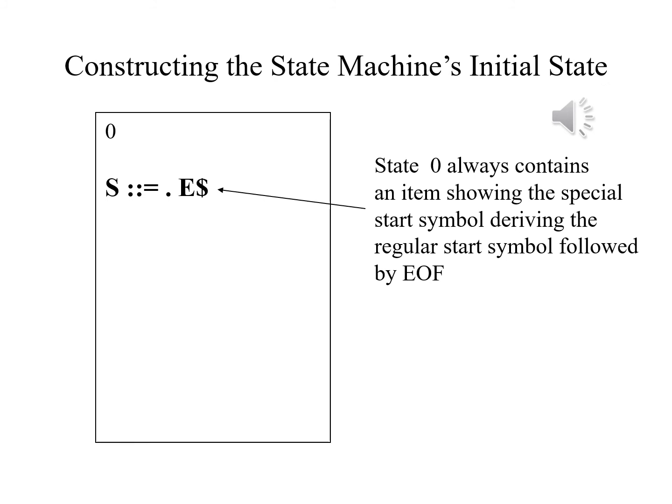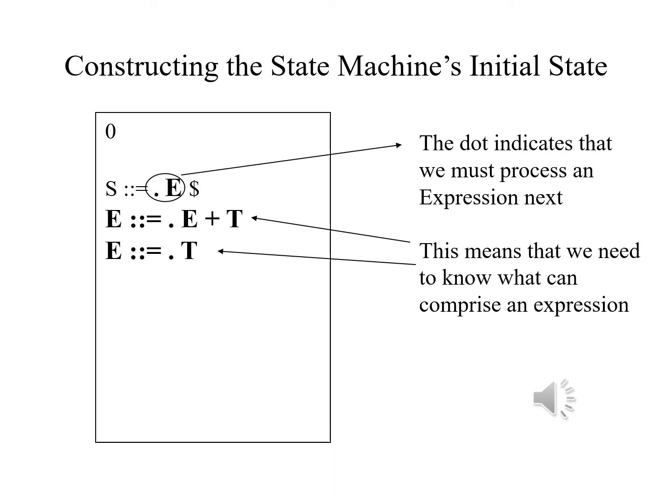I will start constructing the state machine with the initial state. The special start symbol derives dot the regular start symbol and the file marker. In this case, the regular start symbol is E for my expression grammar. S is going to be the special start symbol. Given that the dot is in front of a non-terminal, I need initial items for E. In this way, I will add E derives dot E plus T and E derives dot T. Now, given that E derives dot E plus T is recursive, this does not require any additional items. However, E derives dot T means I will now need initial items for T.